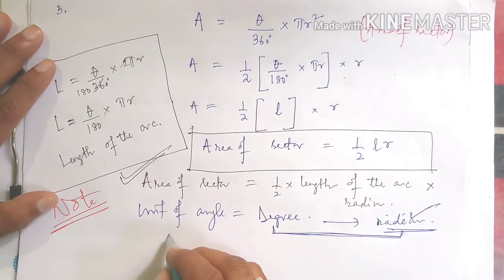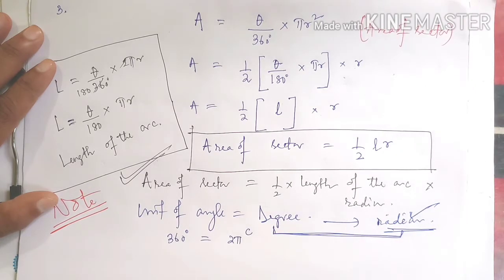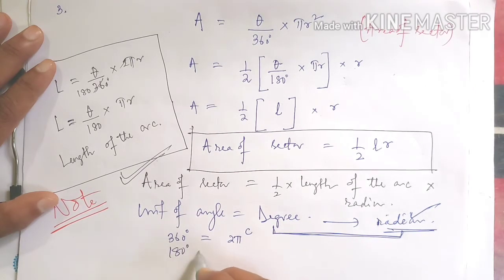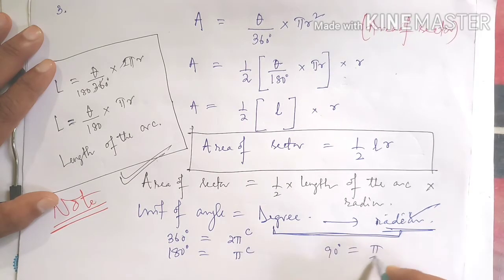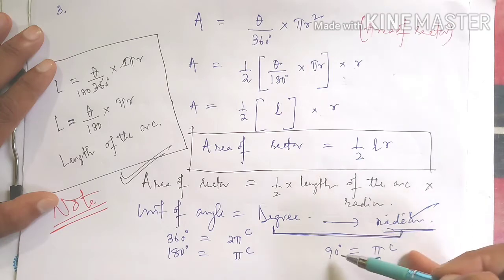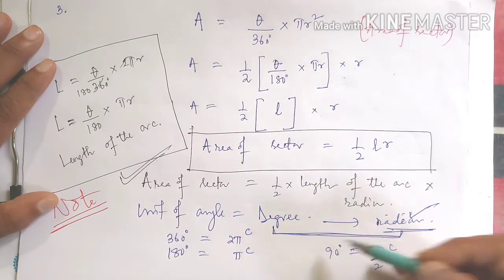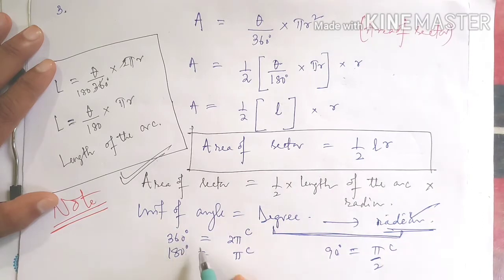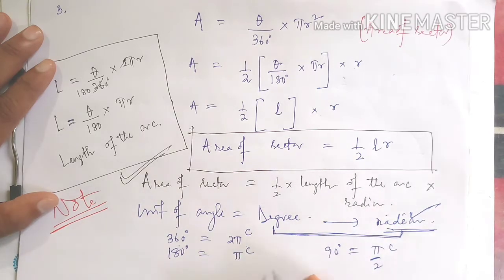Okay, now 360 degrees means 2 pi radian. 180 degrees means pi radian. 90 degrees means pi by 2 radian. So students, these are some relationships. When you are multiplying, you can't multiply the degree with some distance, so you have to convert the degree into radian. That means, to convert degree to radian, multiply by pi by 180, and radian to degree, multiply by 180 by pi. This is the relationship. Okay.